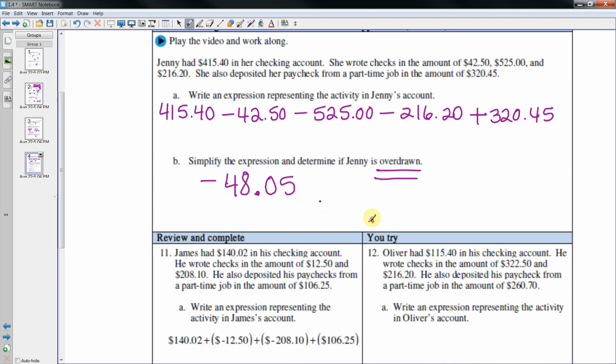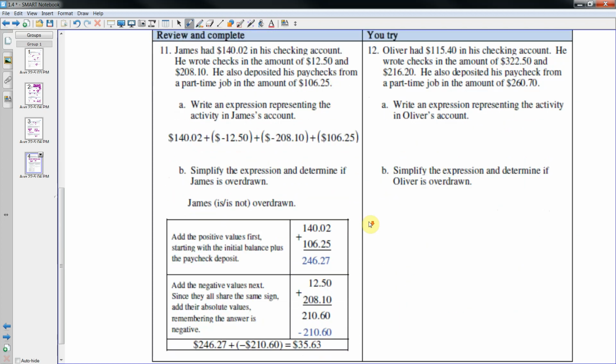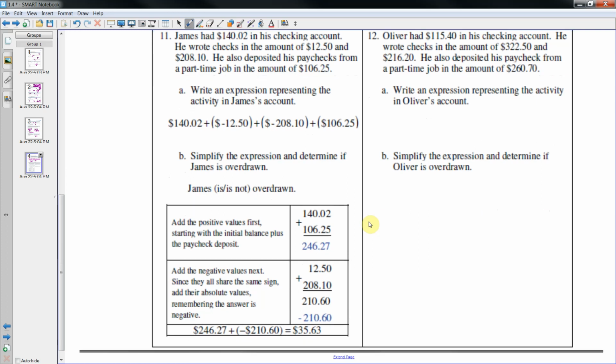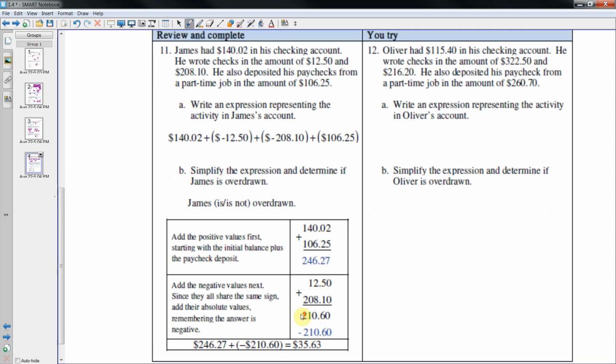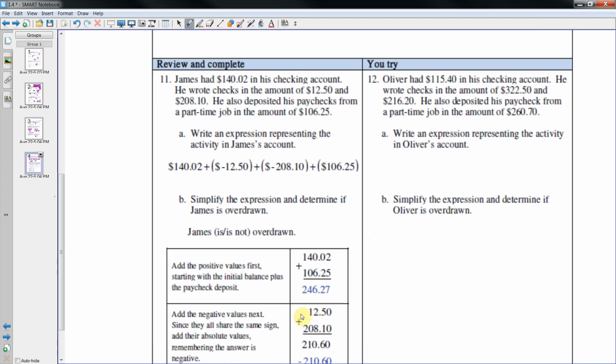Alright, I'm going to leave the one at the bottom for you to try. It's the exact same way. You can see on the left that they took the deposits and added them. They took the checks and added them. And then they did those other two. They took those two values and did the subtraction. You can do it that way if you want. Again, I like to just write them out and do them as I would in my normal checkbook. Alright, so there's adding signed numbers.